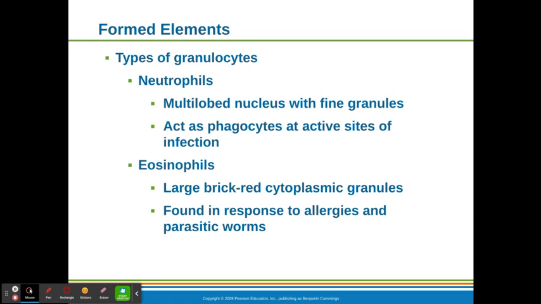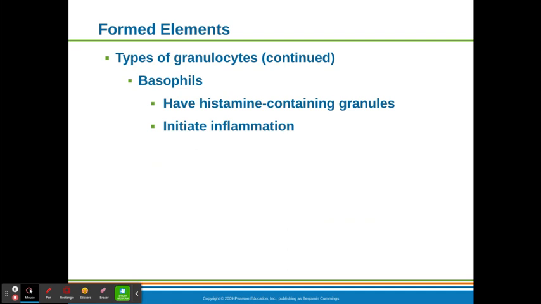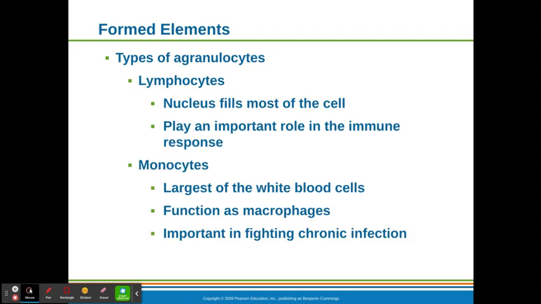Now, eosinophils are found in response to allergies and parasitic worms. So when there is a foreign contaminant within the body, eosinophils will be activated to try and remove it. Basophils, these will initiate inflammation. Inflammation is a body response to try and prevent something from getting into the body or something from spreading. Okay, so when you get bitten by a mosquito, that inflammation that occurs is to help prevent the toxin that the mosquito has put into you from spreading to other parts of the body.